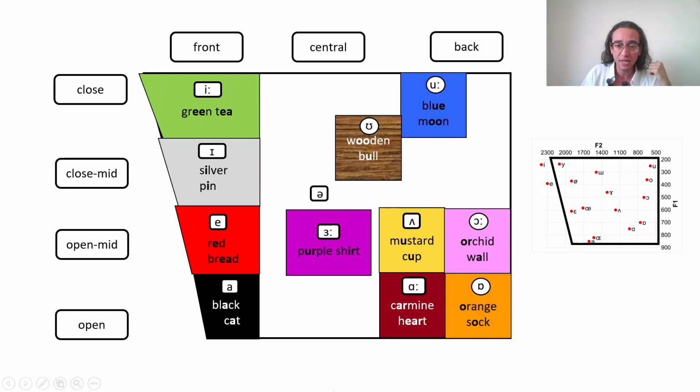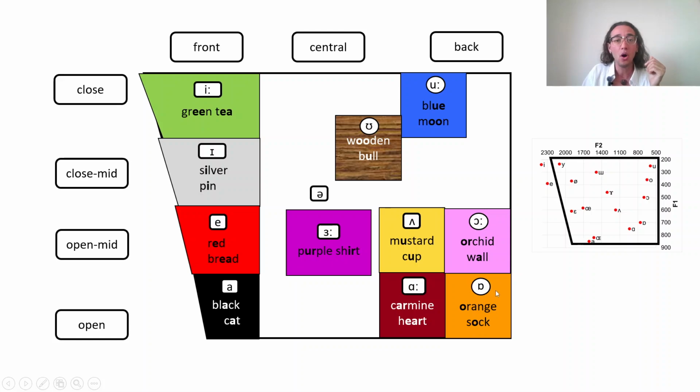All right, moving down to our open back vowels. So this one's pretty easy. This is "ar." You can see that it is unrounded, that it is a long vowel. And here we have a carmine heart. I didn't know that this color was carmine, but here we go. You learn something new every day. So this one, pretty simple.